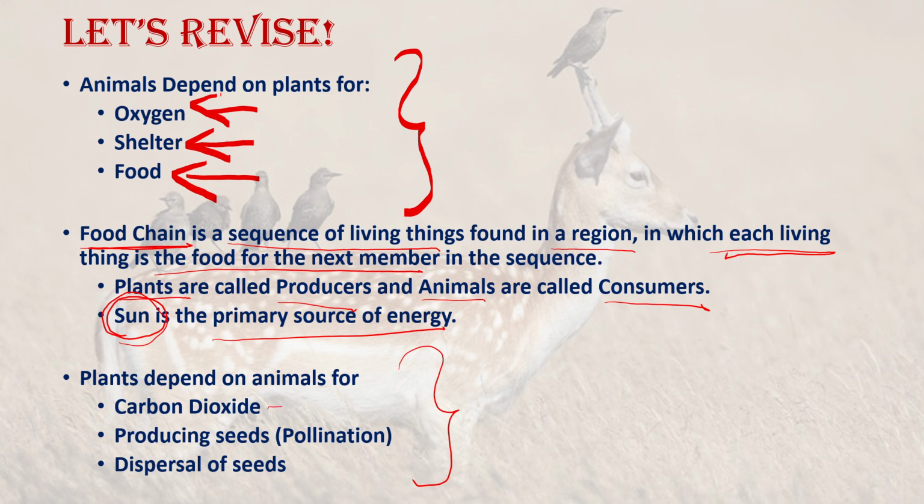The next thing we studied was how plants depend on animals for various things. The first thing they depend on is carbon dioxide. The plants take the carbon dioxide from the air which is released by animals, and what do they do with this carbon dioxide? Photosynthesis. They make their food. Next we studied pollination, where we saw how animals helped plants to produce seeds through a process called pollination. Then we saw dispersal of seeds. We saw how animals help in dispersing seeds away from the plant.